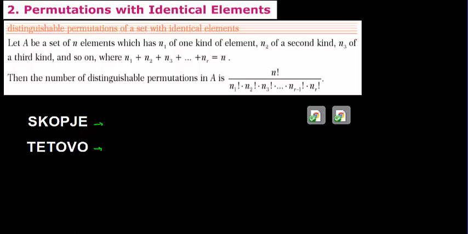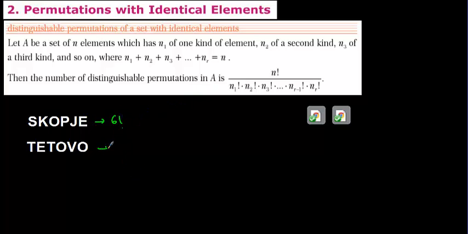In this video, I'm planning to explain permutation with identical elements, which means if there are same elements in the set, in how many different ways we can arrange the things. Shortly, we can say like that. As you see in Skopje, the word Skopje has 6 different letters, and each of them is different. That's why we can arrange them in 6 factorial different ways.